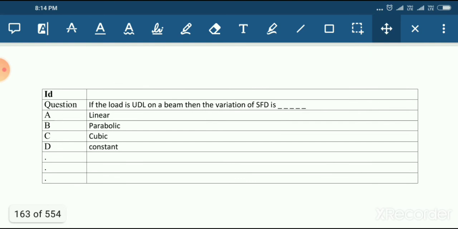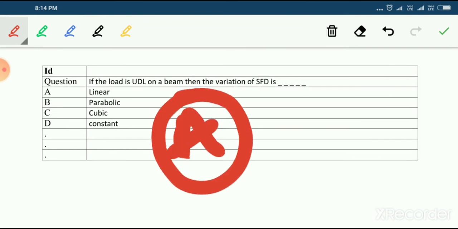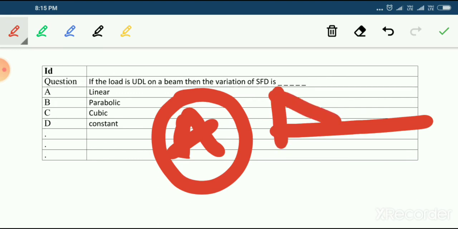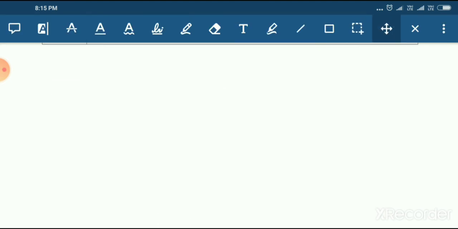Okay, so for this question, if the load is UDL, then the variation of SFD is linear. I drew the diagram just now. A is the correct answer. How is it? This is like that, no? So this will be linear. Okay, we'll move to the next question.